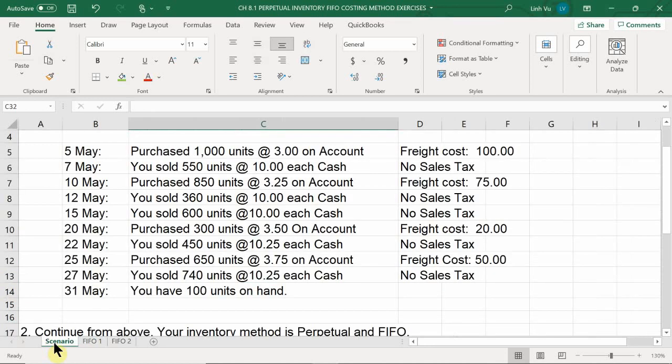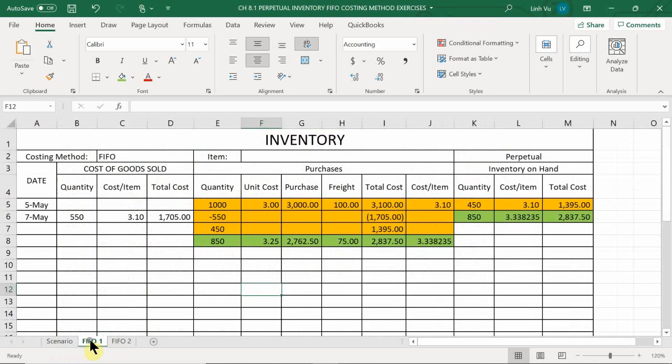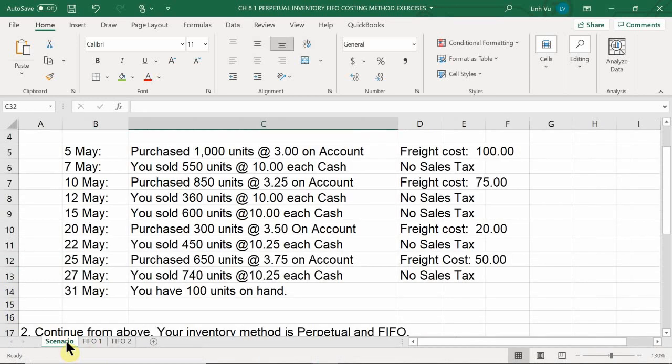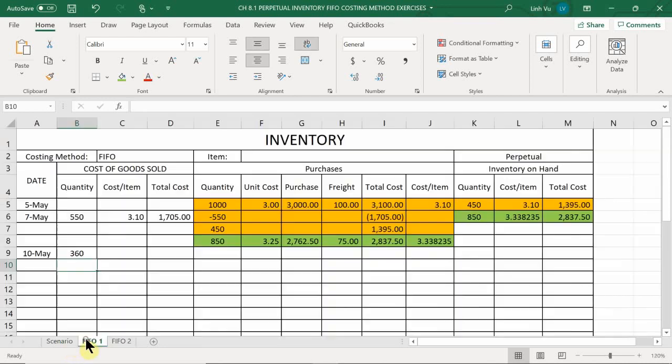So let's go ahead and see what happened next. Then on May 12th, we end up selling 360 units at $10 each. Okay, so in this case, we sold on May 10, 360 units? Oh wait, hold on. May 10 is when we purchased. May 12th is when we sold 360.